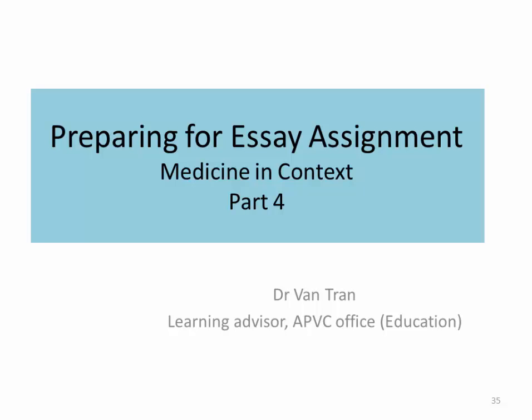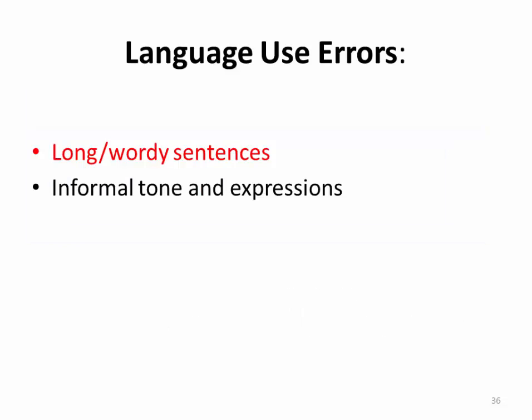In the next slides, we are going to look at language use errors. Language use errors consist of two main types. The first one is about the long wordy sentences, and the second one is about the informal tone and expressions. So let's have a look at the wordy sentences error.